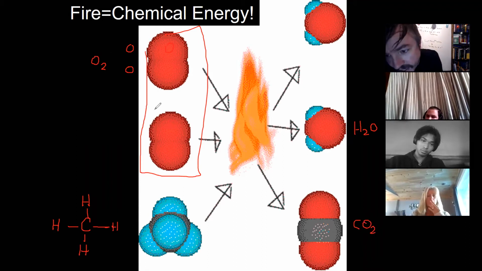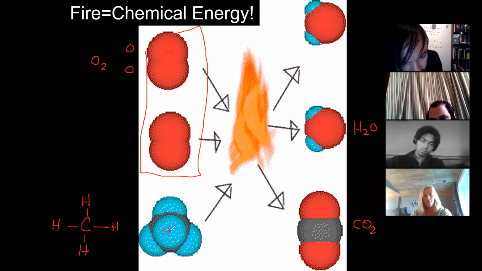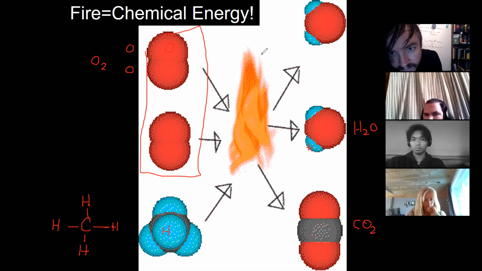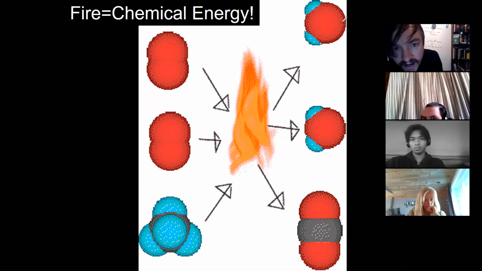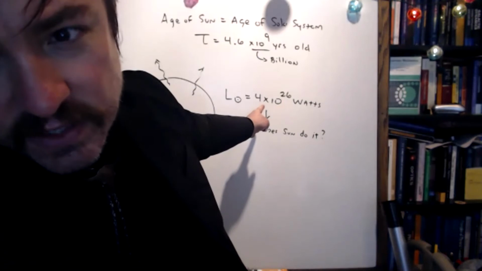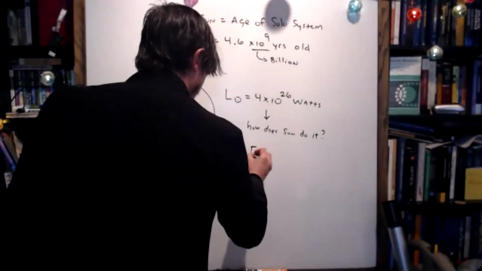That means chemistry is happening because the molecules are rearranging themselves. What is not changing are the atoms themselves. Hydrogen on the left is still hydrogen on the right. So fire means you change molecules, but the atoms stay the same. The sun could not be a ball of fire. I don't know if we're going to do this homework problem this week, but if the sun were a big ball of oxygen and methane, and you forced it to produce its energy at 4 times 10 to the 26 watts, the sun would burn out in like 10,000 years. So fire is not how the sun makes its light.